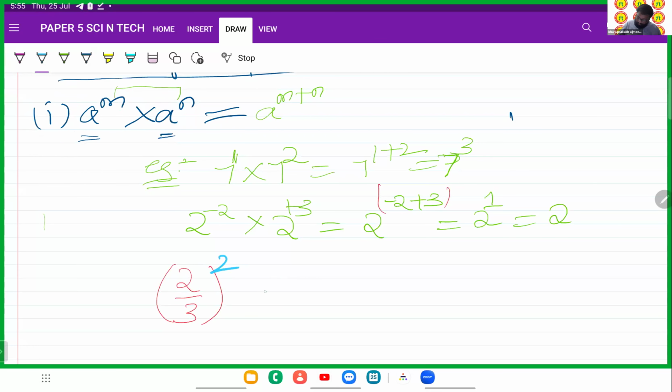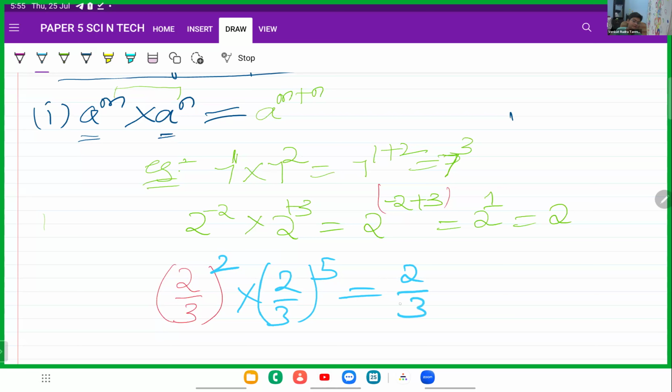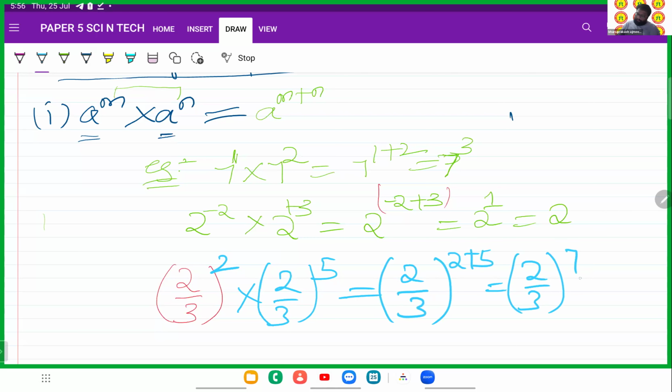whole square into 2 by 3 whole to the power 5. What is the answer for this? Sir, 2 by 3 whole to the power of 7, sir. 2 plus 5, that would be equal to 2 by 3 whole power 7. You can also write it as 2 power 7 by 3 power 7. Okay? Any confusion till now?